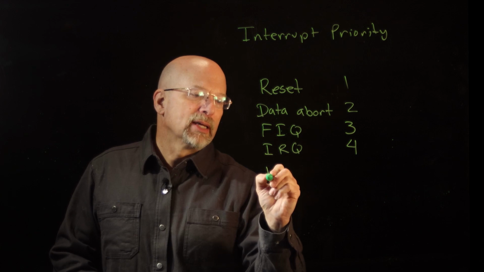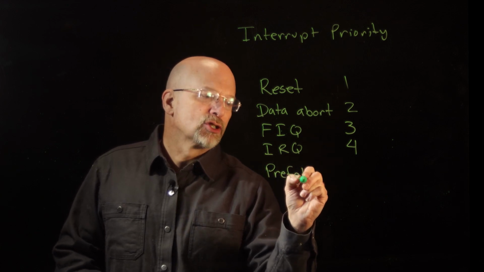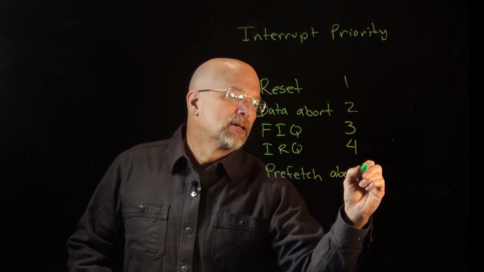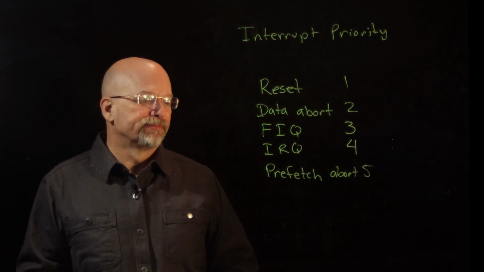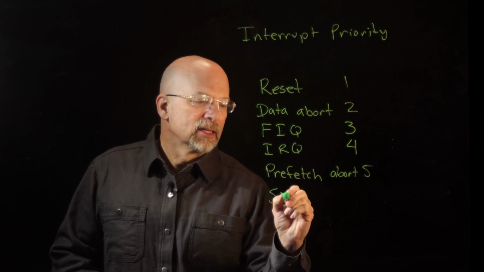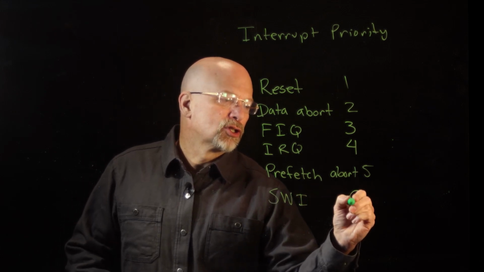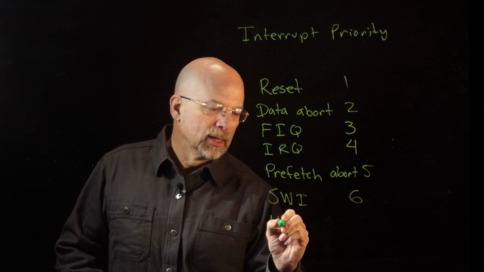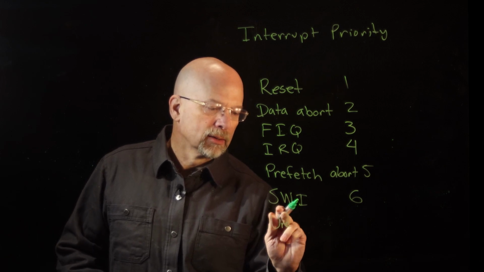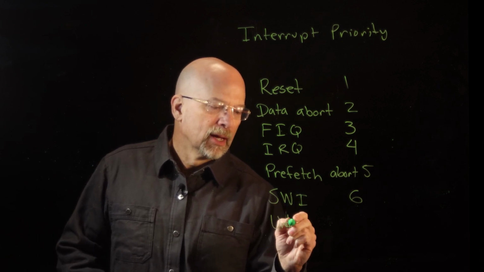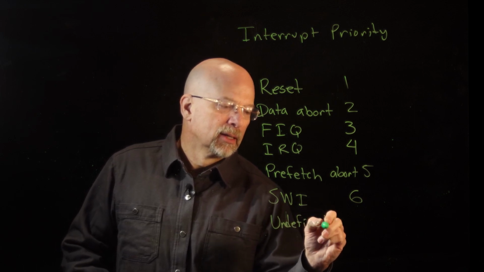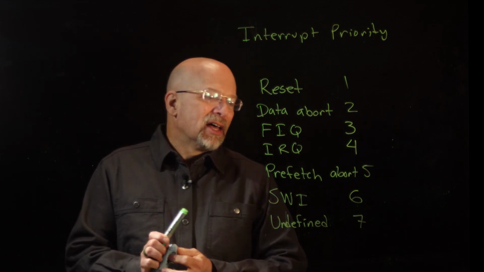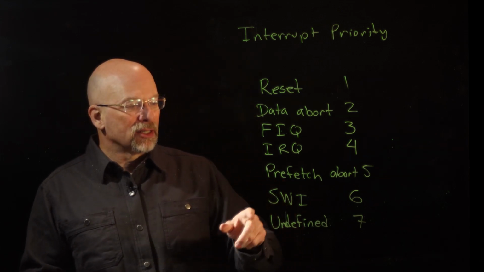Now, the next one is a prefetch, otherwise known as an instruction abort. So that is a level 5. After that is our old friend, the software interrupt. And then the last one is our undefined instruction. So there is our last, the software interrupt and an undefined instruction.